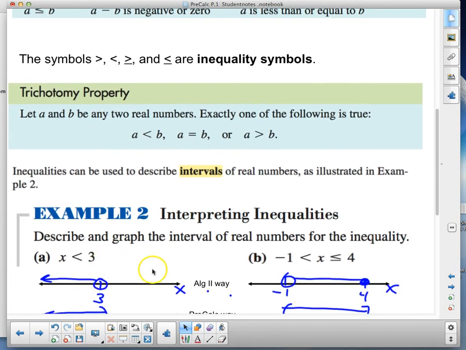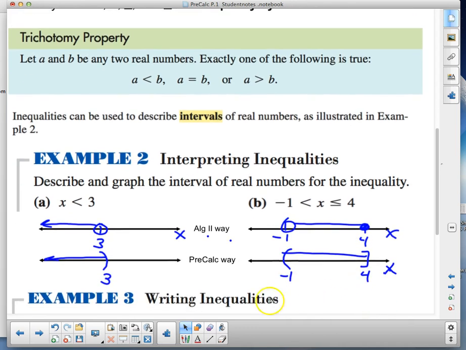Now, when you were in Algebra 2, you took x is less than 3, and you had an open circle, and you shaded all the values less than 3 over here to the left. Okay, and in Algebra 2, you also had an interval. You had -1 and 4. -1 was open because it did not have an equal sign, and 4 was closed because of the or equals.